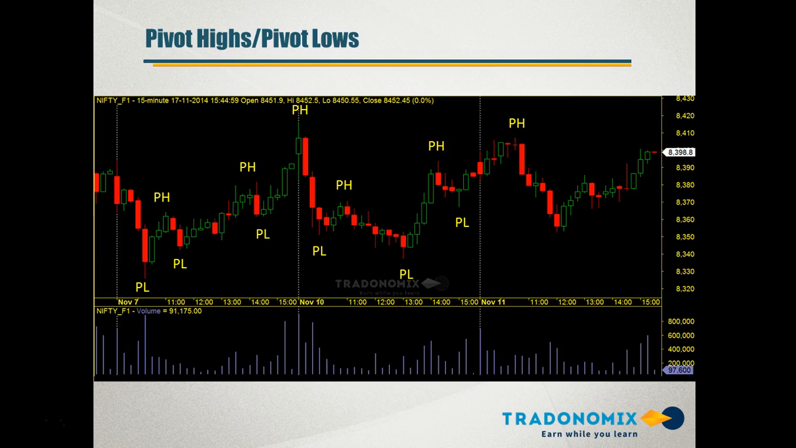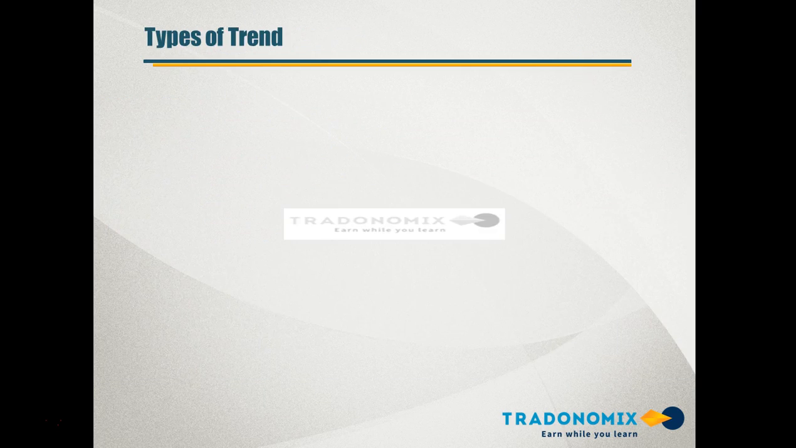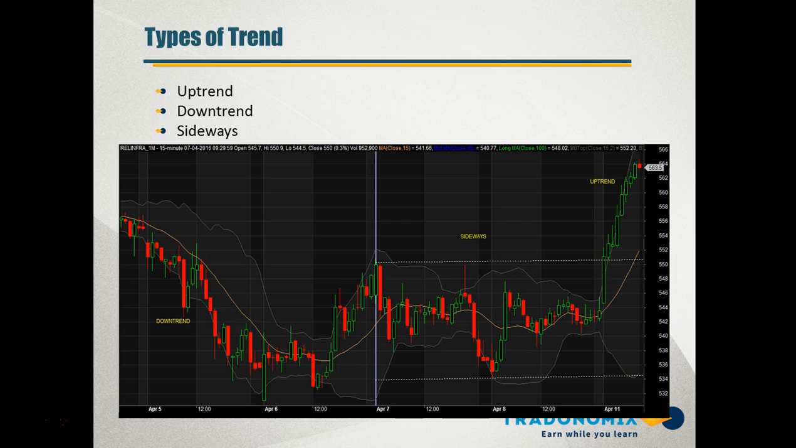By now you would understand why we are making a strong understanding of candlestick formation, formation of rally, formation of decline, and pivot highs and pivot lows, because these constitute a trend. There are three types of trend. One is an uptrend, the other a downtrend, and you have something called sideways. Quickly have a look at this chart where you have a downtrend, an uptrend, and a sideways also. Fantastic.